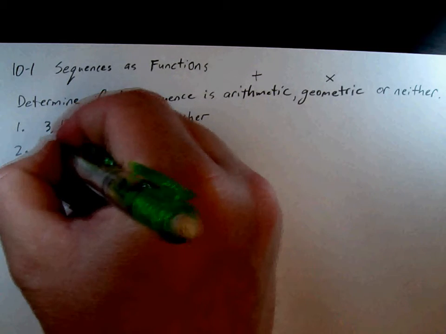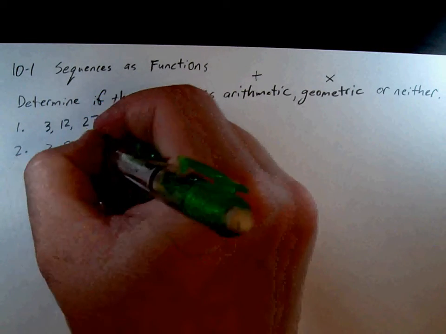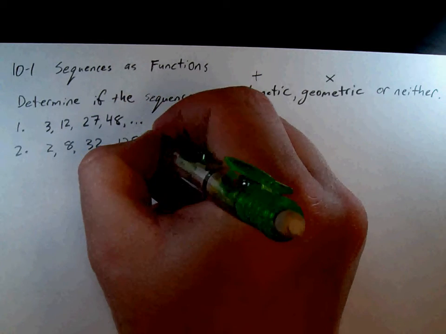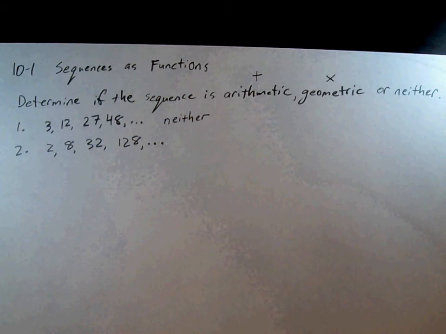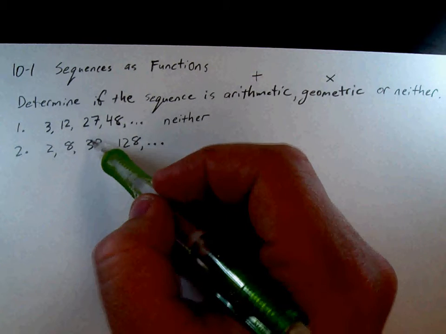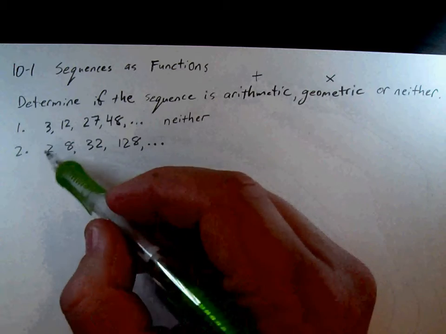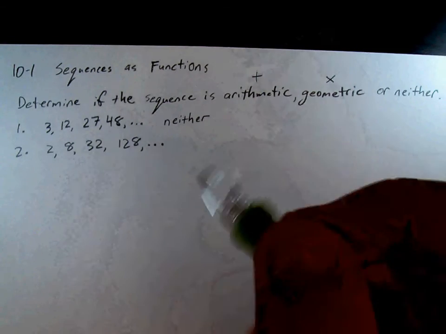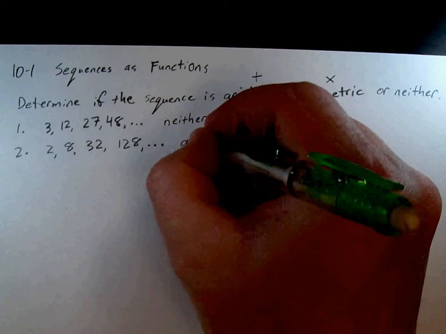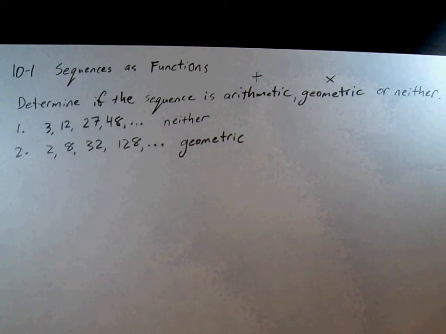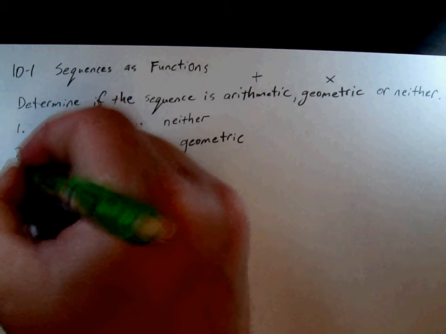If I take 2, 8, 32, 128, dot, dot, dot. We look at that one. From 2 to 8, we added 6, and then added 24. Okay, I'm not adding the same thing. It's not arithmetic. From 2 to 8, I multiply by 4, and then I multiply by 4, and then I multiply by 4. I see I'm multiplying by the same number over and over again. That means it's geometric. That number we multiplied by, we sometimes will call that R for ratio. That's the common ratio in that problem.